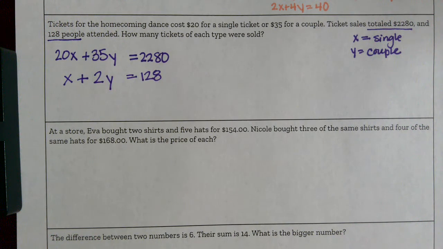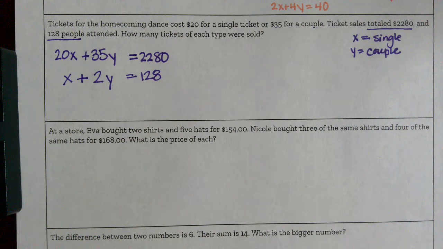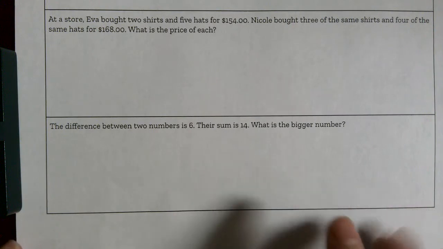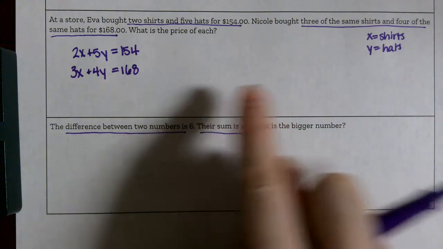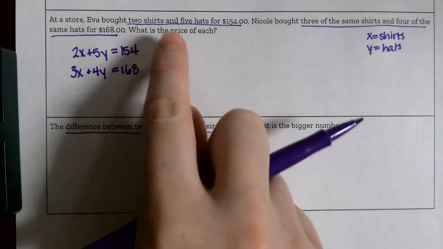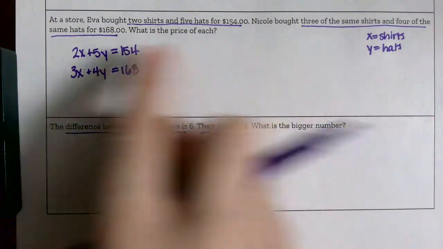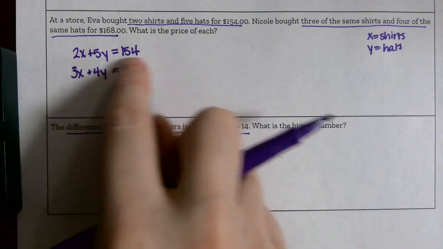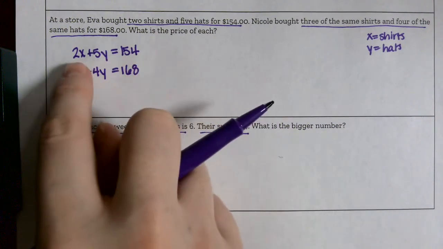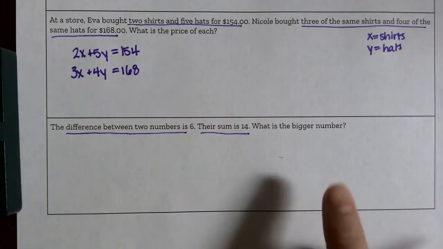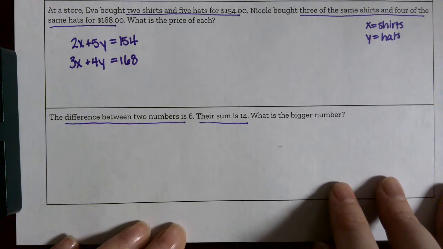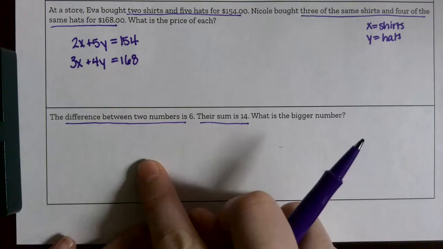So I think you should try the next two on your own. Pause the video to do that and then unpause it and I will talk about them. So I have my answer already for this one. I just have X is shirts and Y is hats. So this first one is Eva's order, 2 shirts, 5 hats, 154. And the second one is Nicole's. Now this last one is really common and it's a little confusing at first. So I wanted to go through this one to begin with.